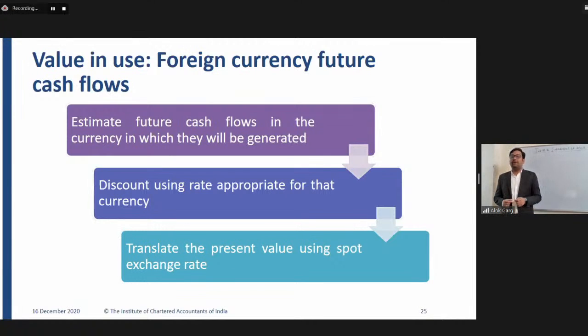Then we discussed what happens if the company has some foreign currency assets and is generating cash flow from them. We discussed 3 steps. You need to estimate the future cash flows in the foreign currency. Then you need to apply the discount rate applicable to the foreign currency. Then you need to translate the value in use, which is in the foreign currency, using the spot rate into the Indian currency. So 3 steps we have discussed.